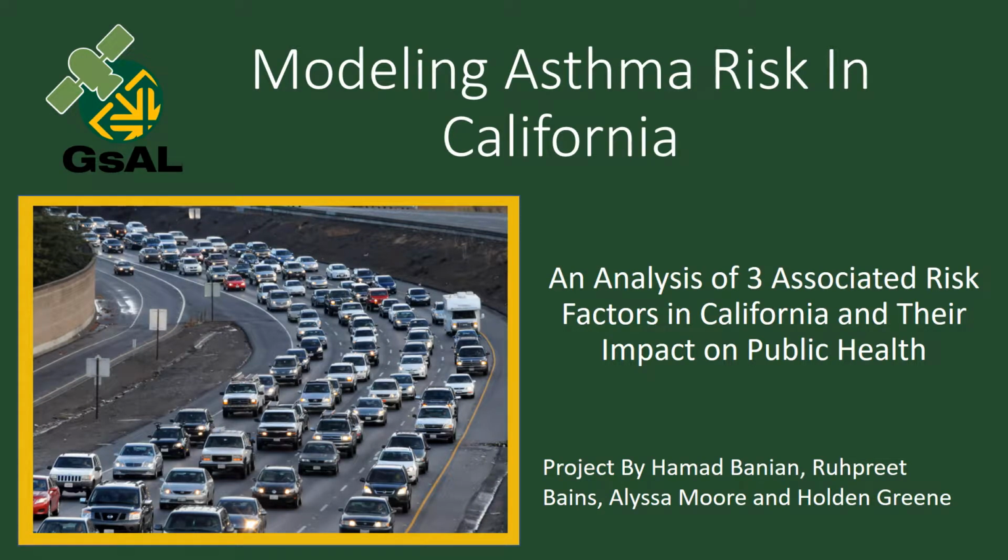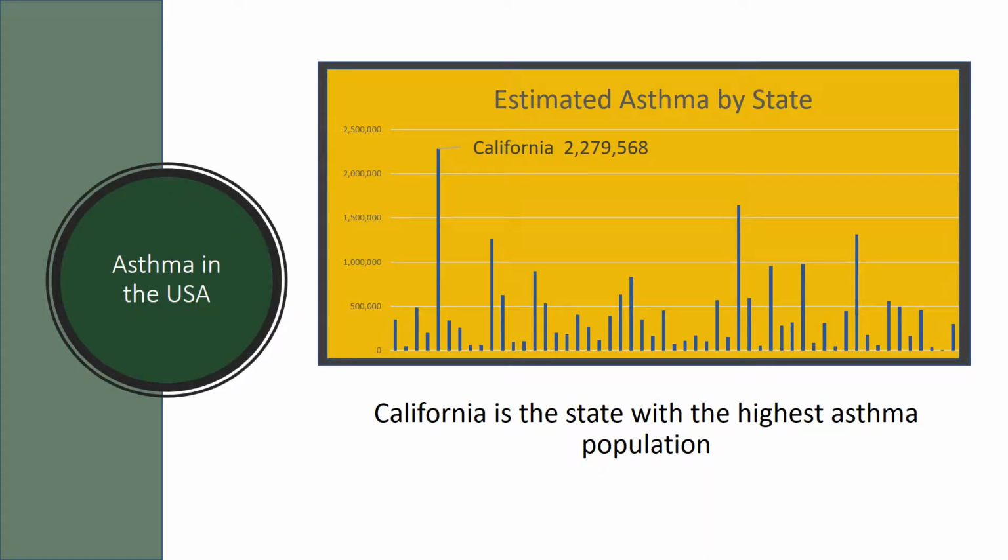This project is Modeling Asthma Risk in California, done in association with the Geospatial Lab at the University of San Francisco. According to the Center for Disease Control and Prevention, California has the greatest number of people affected by asthma in the U.S., totaling over 2.2 million. While the percent of the population affected is lower in many other states, the number of people is highest in California due in part to its large population.